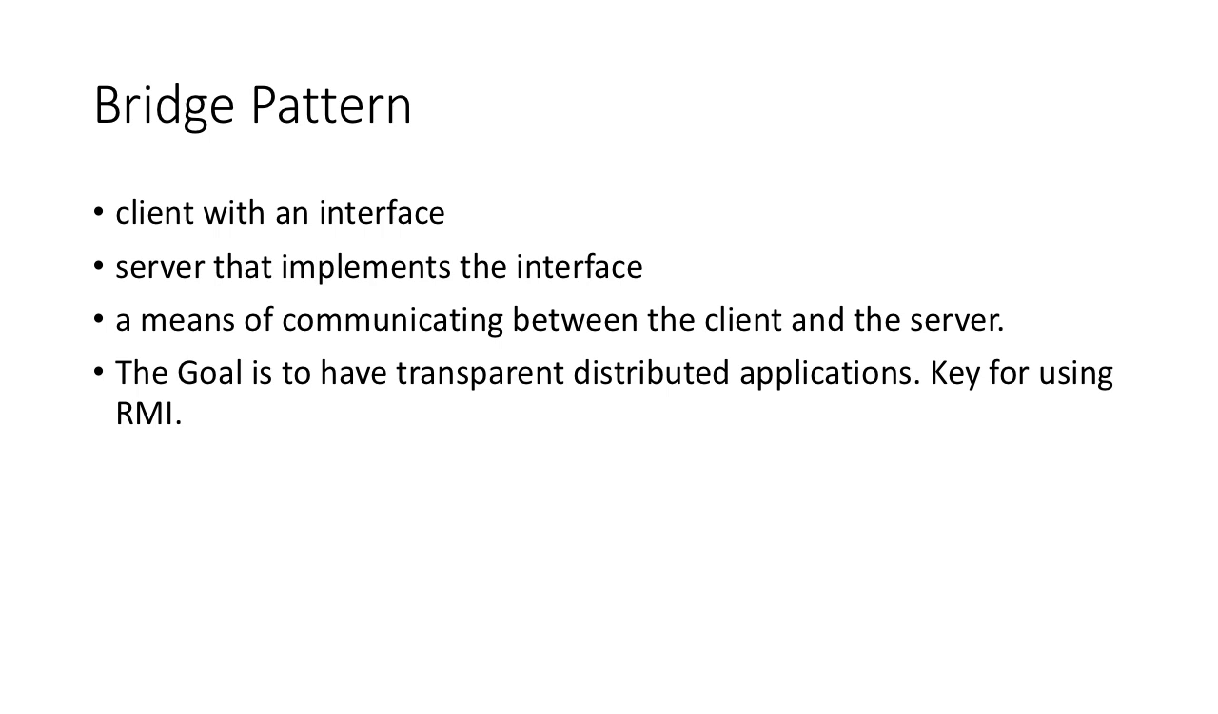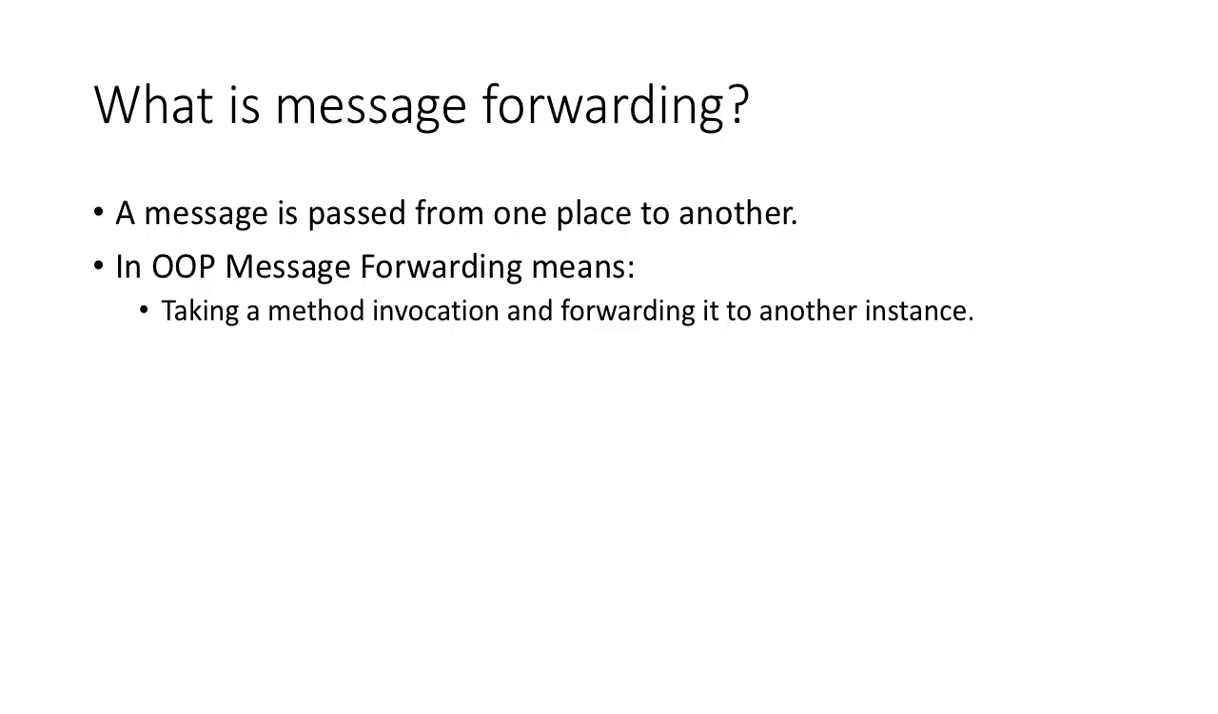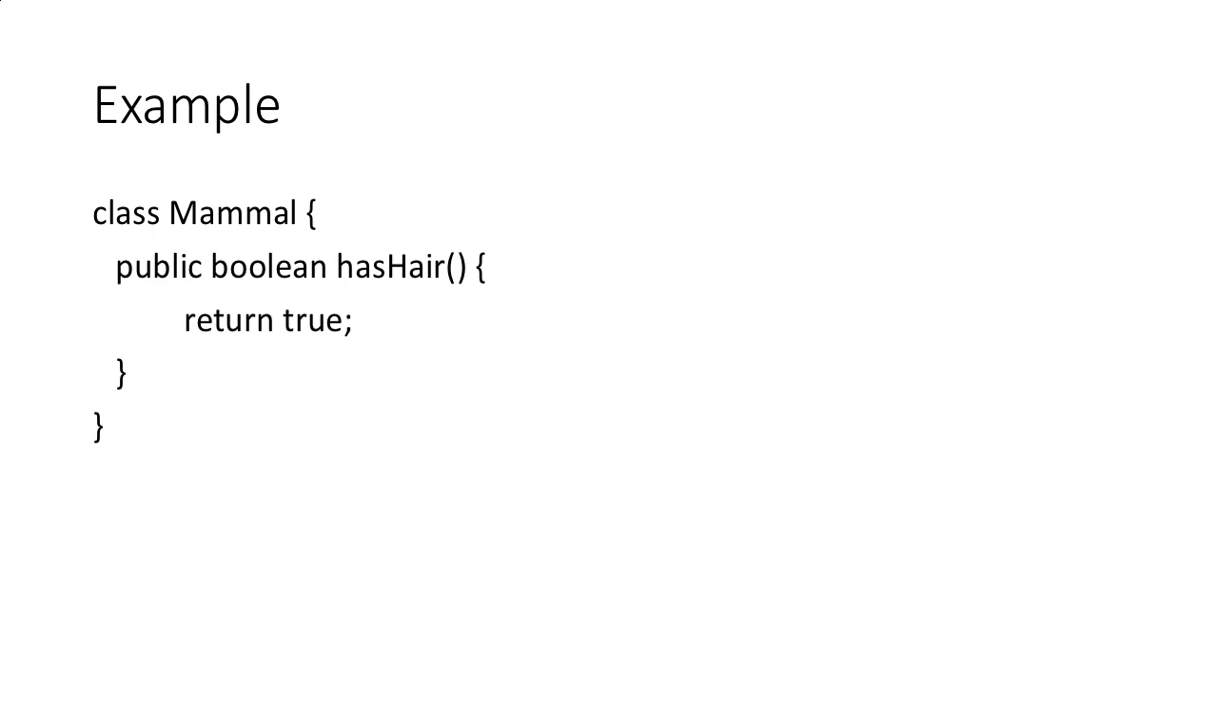And so what we want is a transparent distribution of the application. And this is a key element in simplifying the use of remote method invocation. With message forwarding, what we're doing is we're taking the message and passing it from one place, let's say the client computer, to another place, the server. In an object-oriented programming message forwarding system, we do a method invocation and forward the method invocation to another instance.